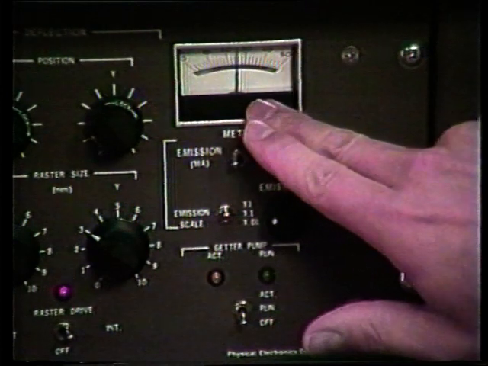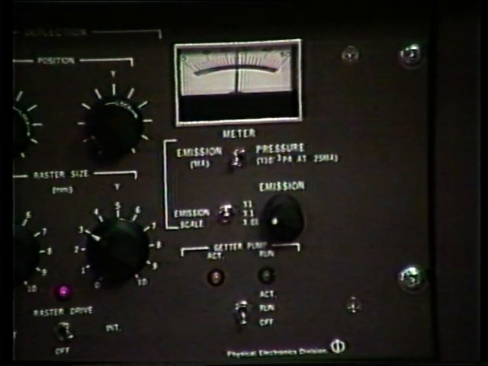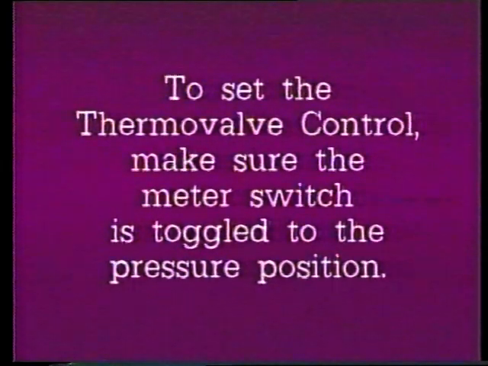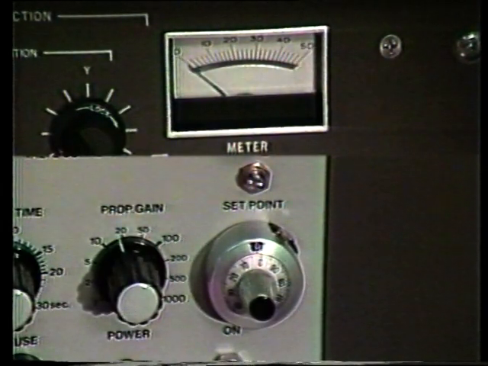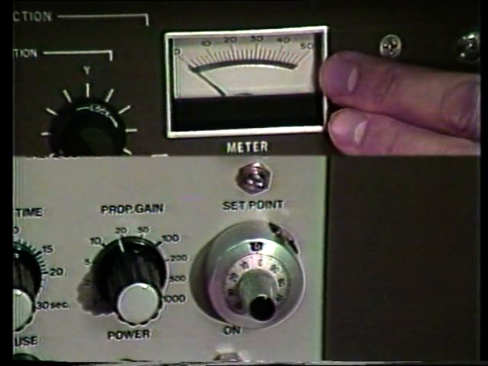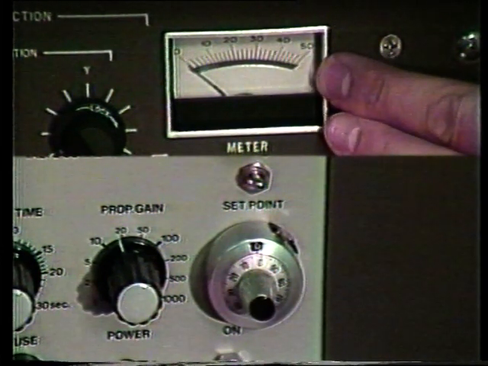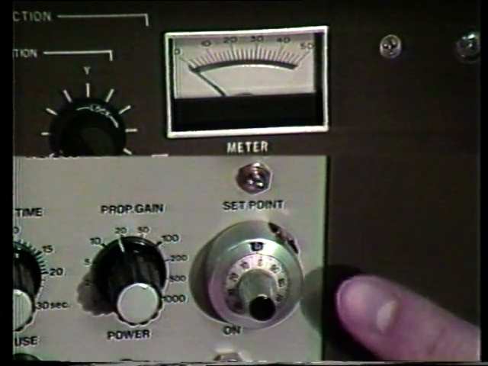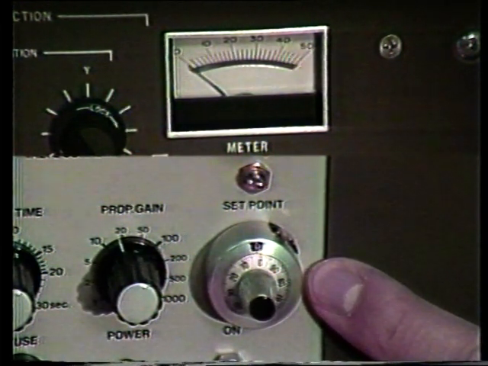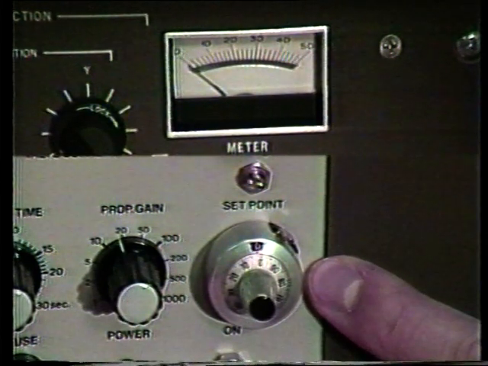Applying current to the filament, as we have done, will initialize the analog feedback voltage to our thermal valve control. In order to set the thermal valve control, we now want to make sure that our meter switch is toggled to the pressure position. On our split screen, we can now see both the meter from our ion gun control and the set point potentiometer from our Balzers thermal valve control.